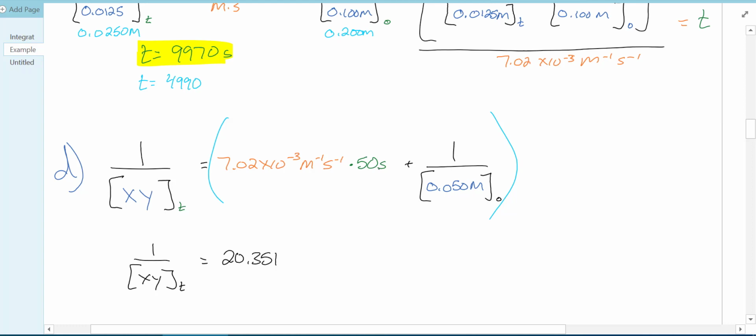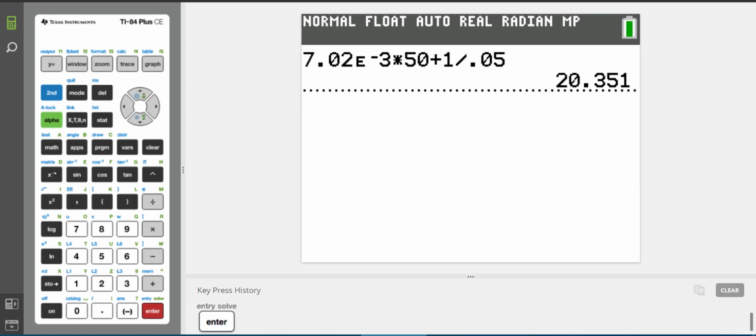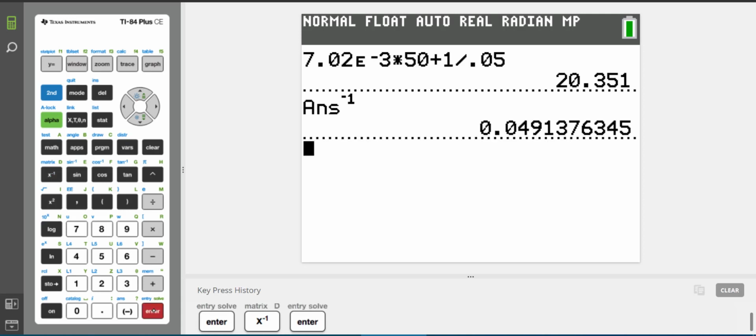What's my units? Well, seconds are gone. Molarity is on the bottom, and we're adding them, so it's molarity to the negative 1. Now I multiply both sides by the concentration of xy at time t and divide by 20.351, or we can just invert them. So you can write down xy at time t is 1 over 20.351 molarity negative 1. In the calculator, all I have to do is hit this button, 20.35 to the negative 1, and I get 0.049.